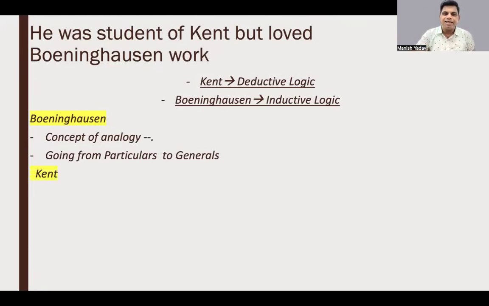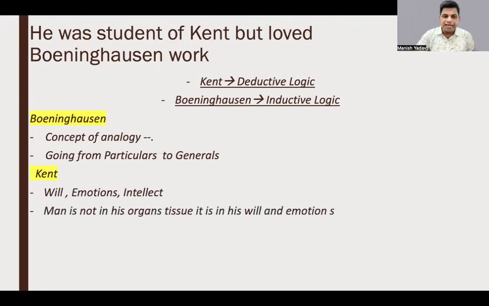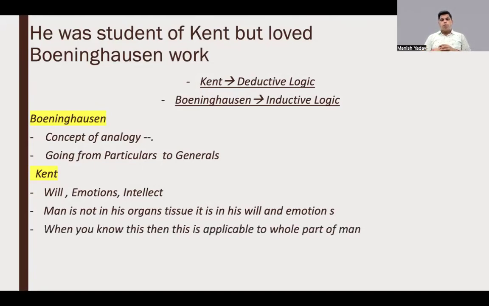What did Kent say? Kent said focus on will, emotion, intellect. And Kent's main philosophy is that man is not in his organ, man is not in his organ tissues. He is in his wills and emotions. So Kent always focused on the whole part of man rather than on particular tissue level, organ level. Boenninghausen said, no, don't worry about that, focus on tissue level. So this was a great contradiction, poles apart. Going from generals to particulars is Kent, and going from particulars to generals is Boenninghausen.